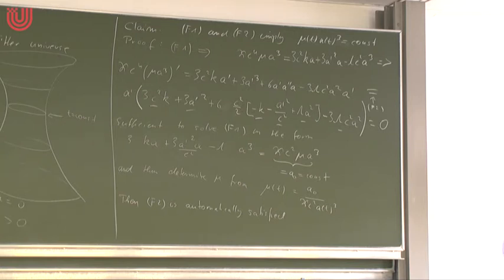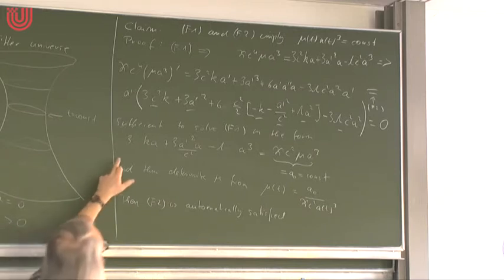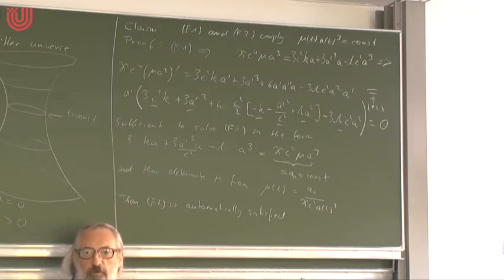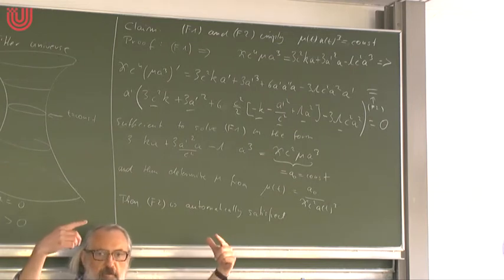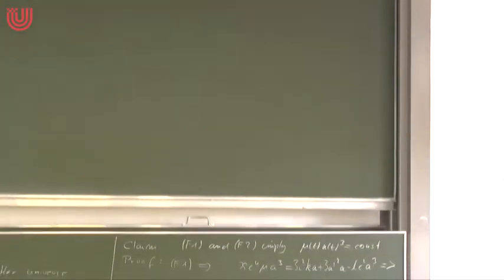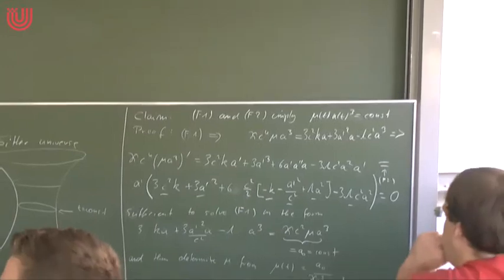In the proof of this claim up there, we have assumed that f1 and f2 hold, and then we have derived the conservation law. Now we assume that f1 holds with the conservation law, and we want to demonstrate that then f2 holds. So we do the same calculation backwards. Does it work backwards? And it works almost everywhere. So let me see.